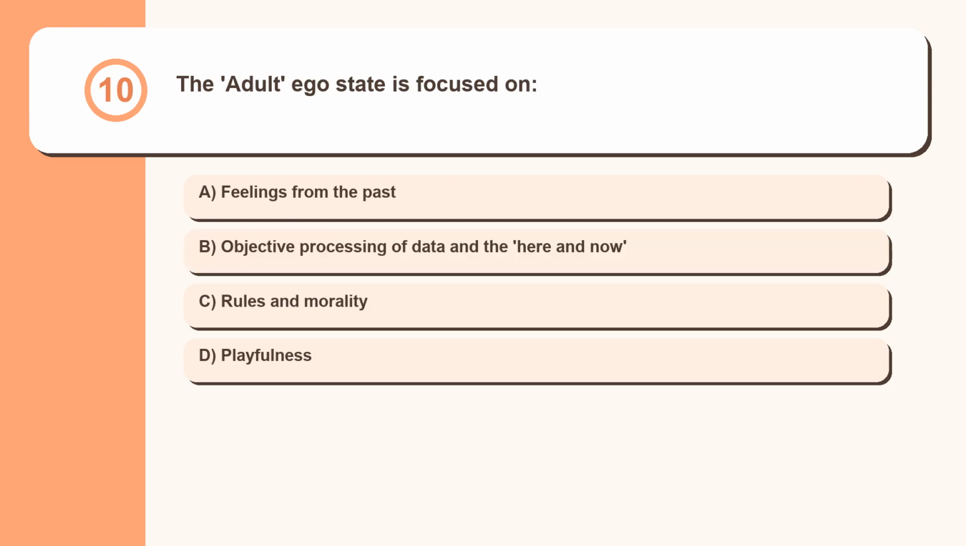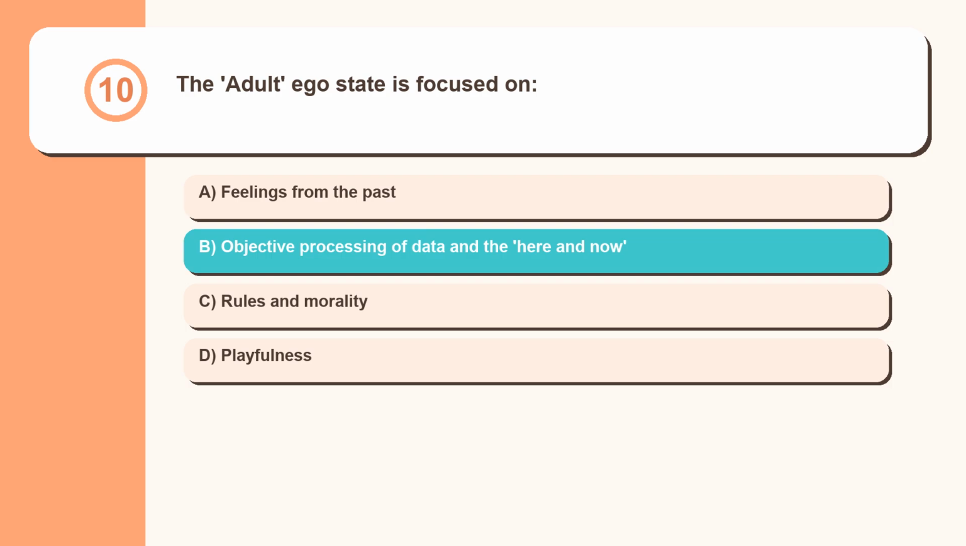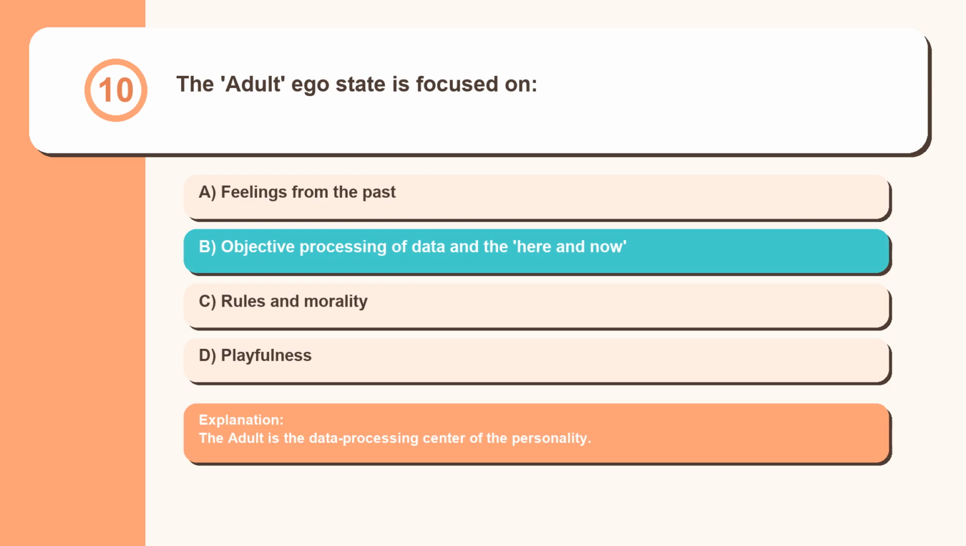Question 10. The adult ego state is focused on: feelings from the past, objective processing of data and the here and now, rules and morality, playfulness. The adult is the data processing center of the personality.